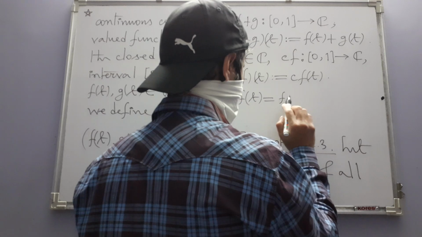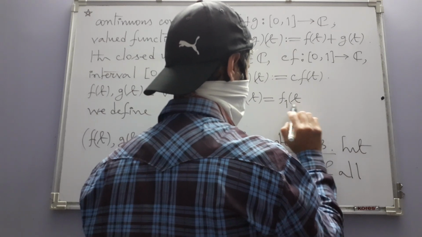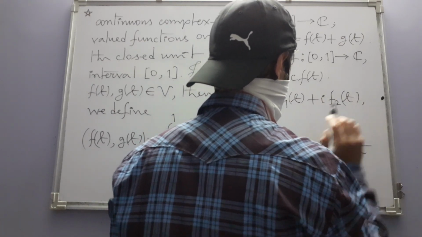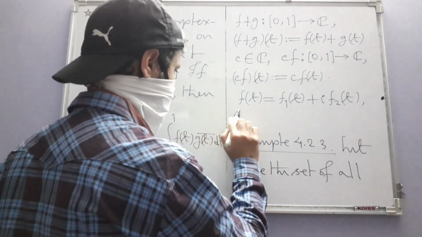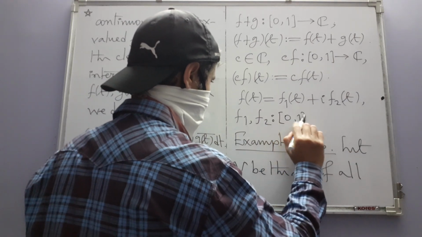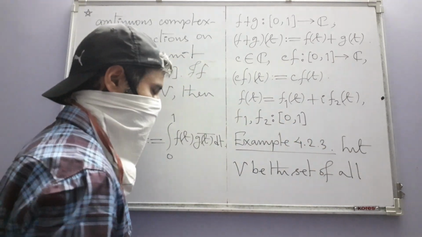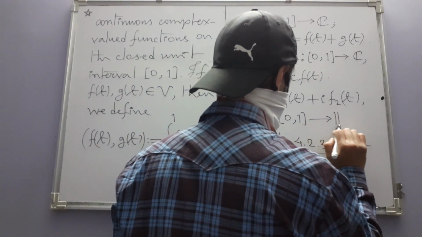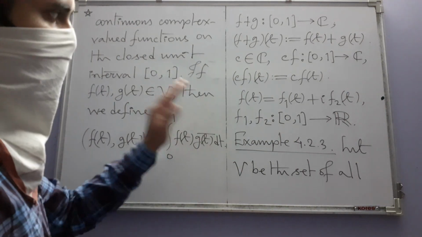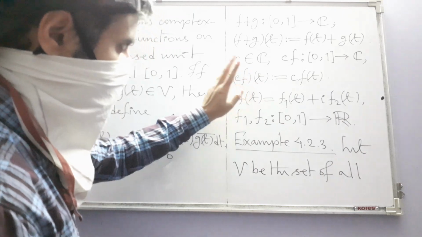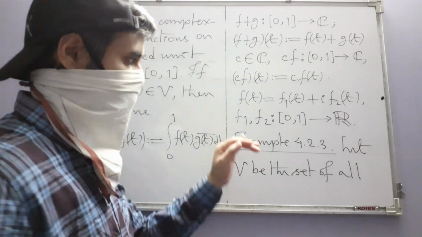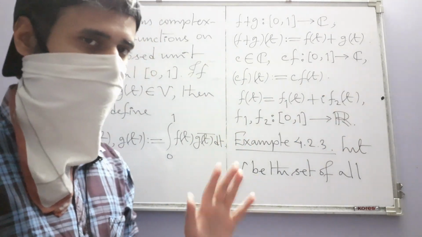Say you call it f1 of t plus i times f2 of t, where f1 and f2 are both functions again having the closed unit interval as their domain, and into the field of real numbers this time. These are real valued functions, and this is continuous if and only if these are both continuous. Continuous real valued functions like this, that look like this.